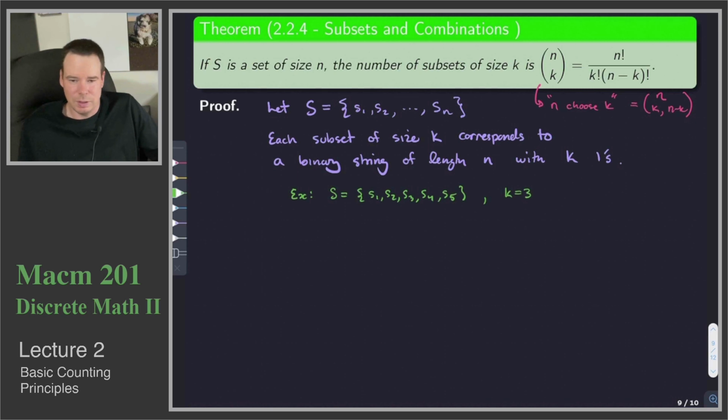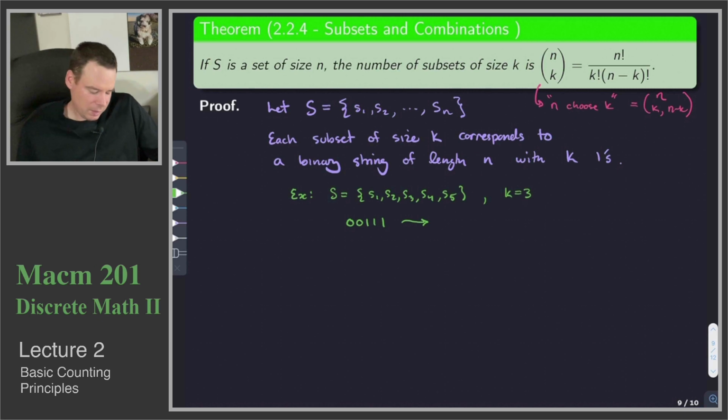Just for concreteness, so we can see that the statement I just wrote down, each subset of size k corresponds to a binary string of length n with k ones, makes sense through this one example. So that means a binary string of length 5 with 3 ones. So for example, 0, 0, 1, 1, 1. That should correspond to a subset. And so I'm going to say the zeros and the ones are just answering the question, is this element in the set? A 0 says no, a 1 says yes.